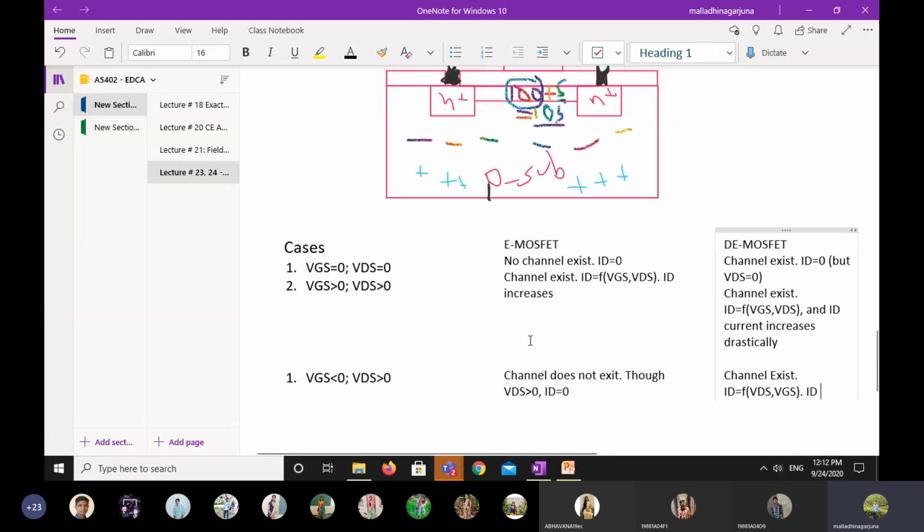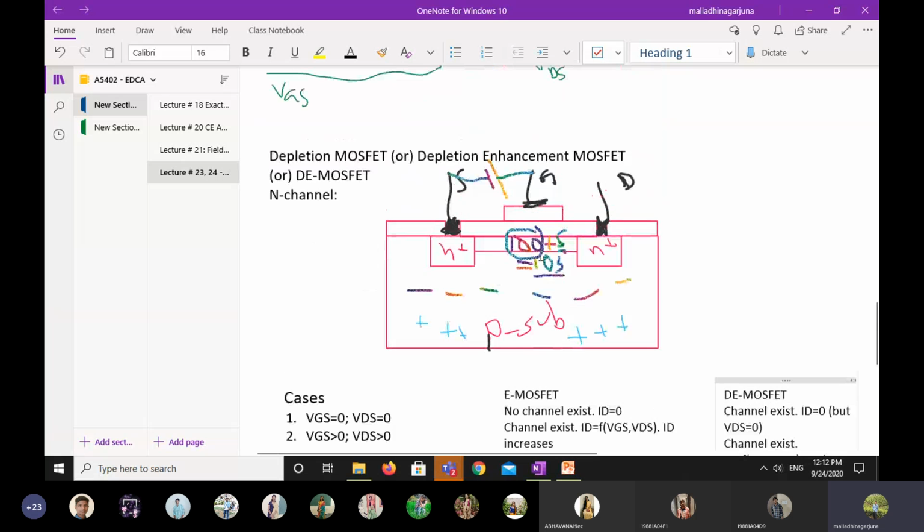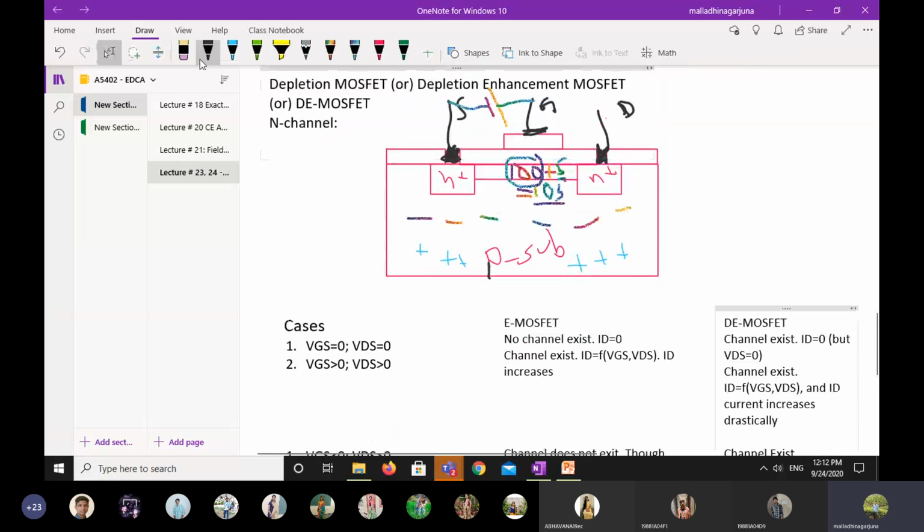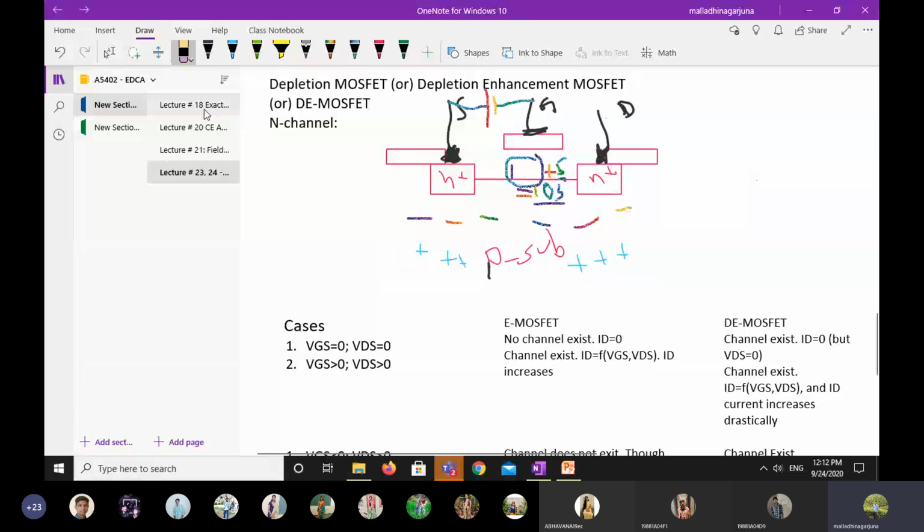See, in this D MOSFET, you are applying the negative voltage here. Negative voltage you are applying. Now see how it will be. Tell me whether the current increases or decreases. Decrease. Decrease, right?